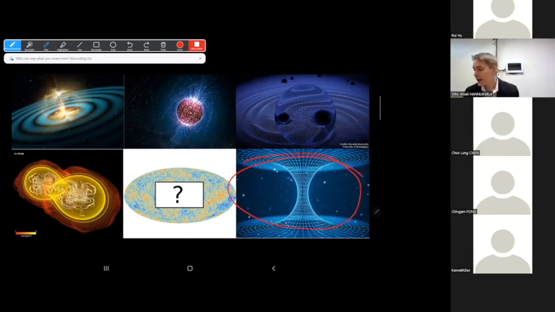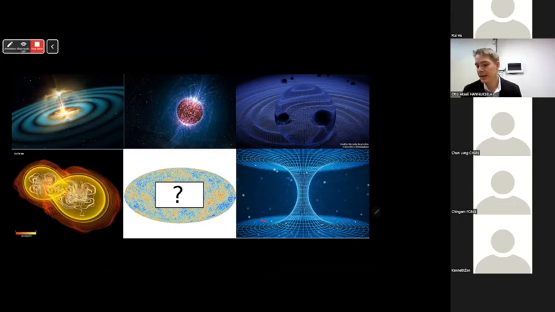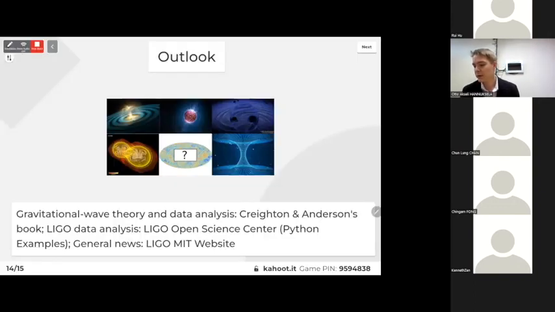And lastly, there are more exotic objects that people are looking for, like wormholes and things like that. Have we seen signatures of wormholes in gravitational wave emission is one of the things that people have been investigating. So essentially there's a lot of things to look for.